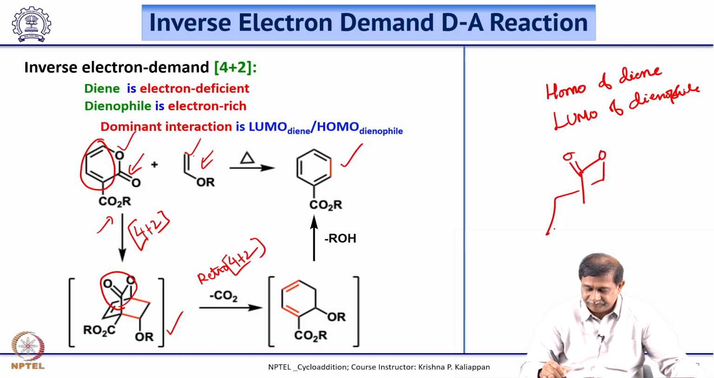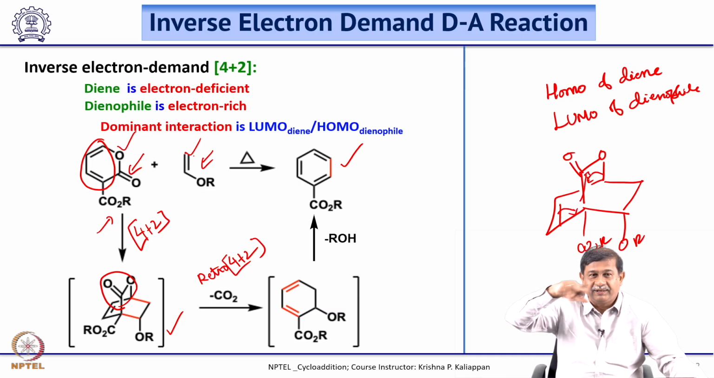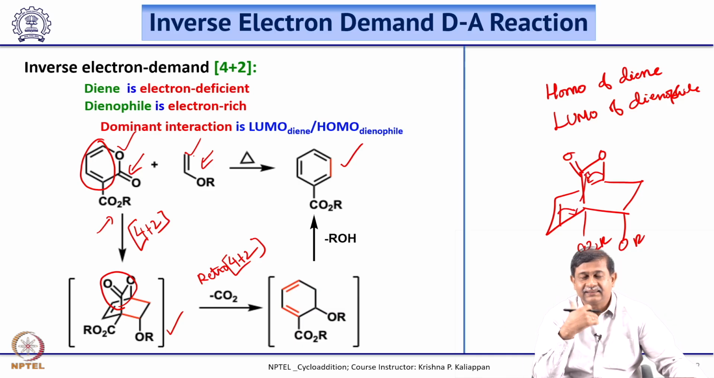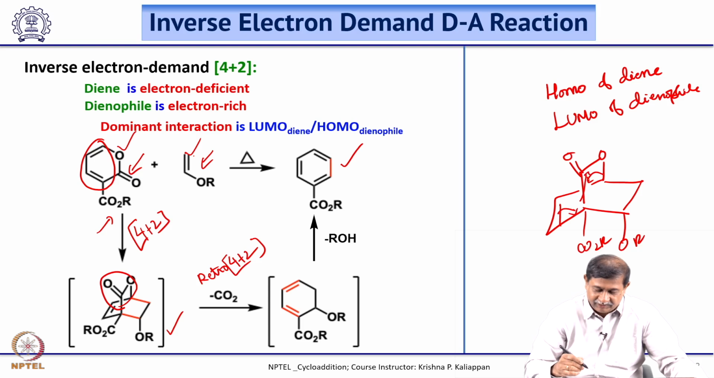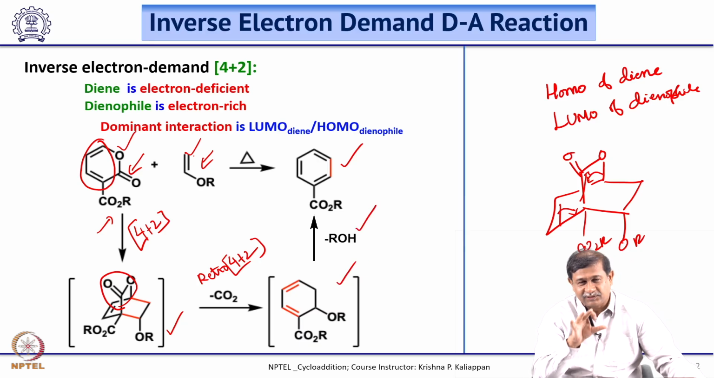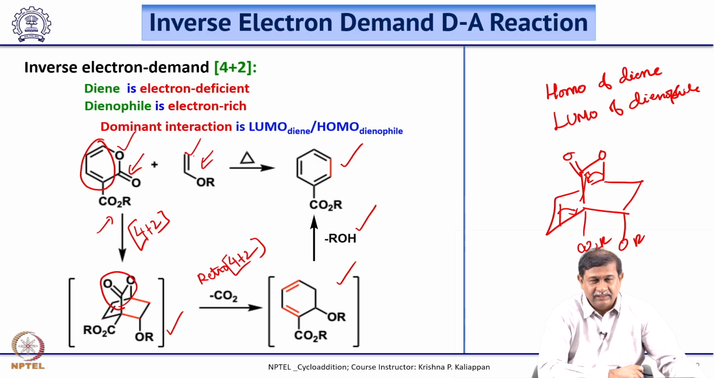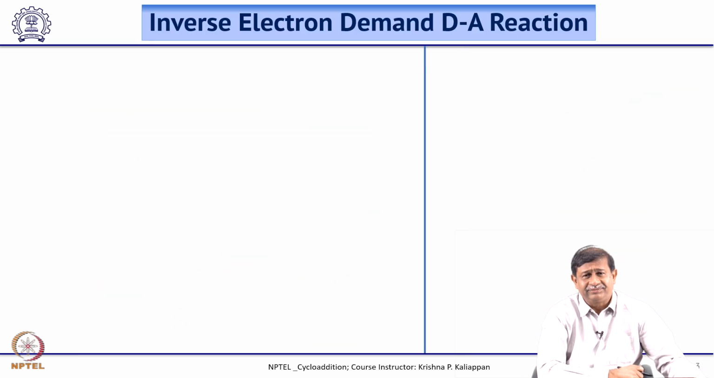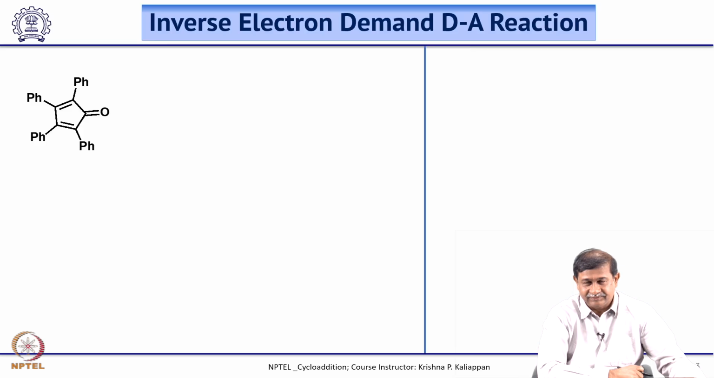So how does it happen? If you write the structure now, the carbon dioxide goes as the dienophile. Okay. Now what will happen? Once this diene is formed, then elimination of alcohol will give the corresponding aromatic ester. So this is one classical example of inverse electron demand Diels-Alder reaction.